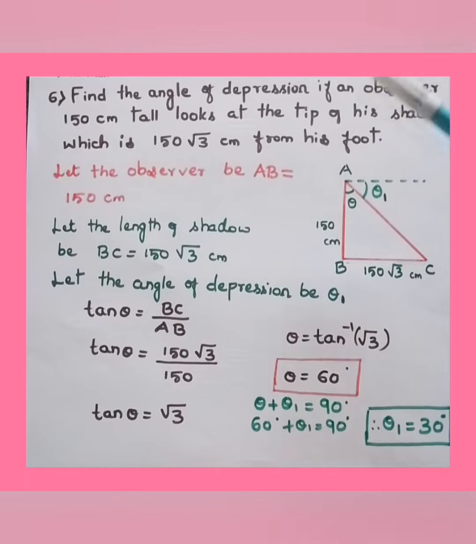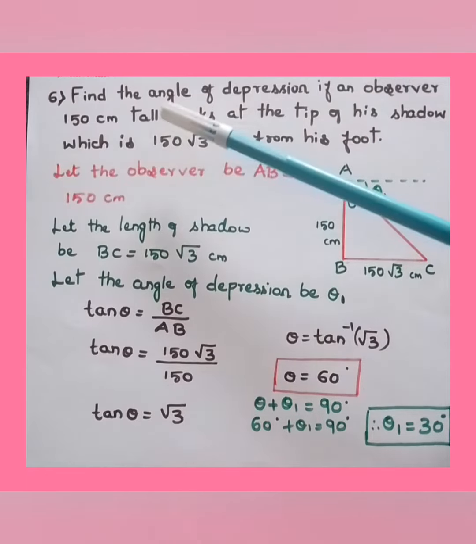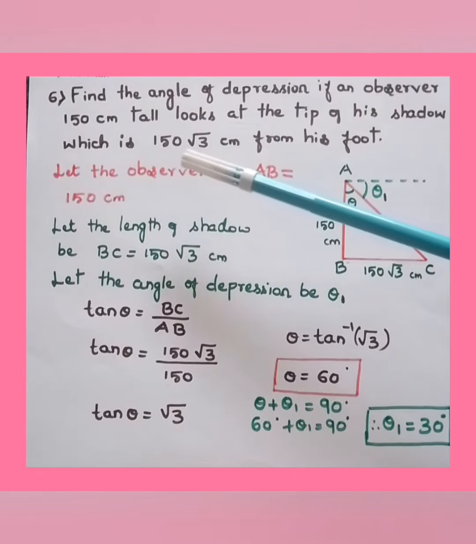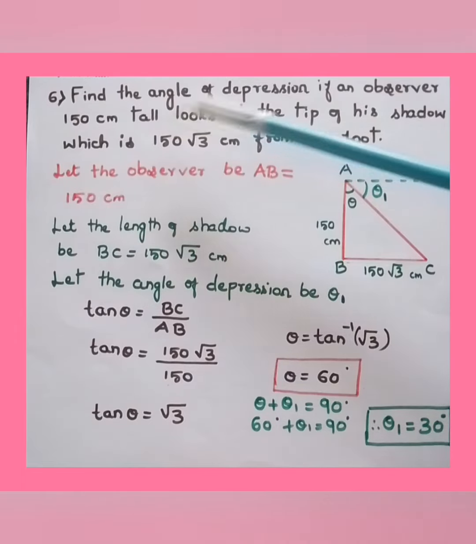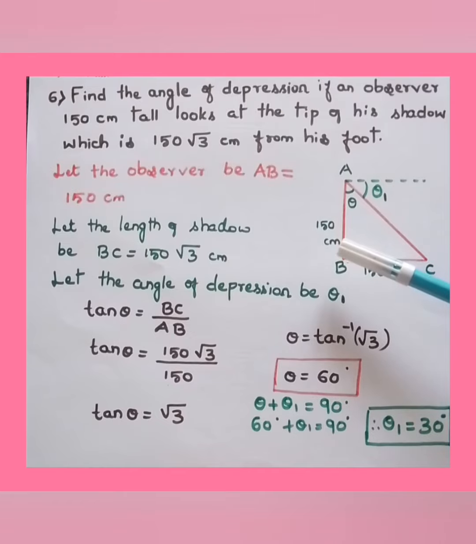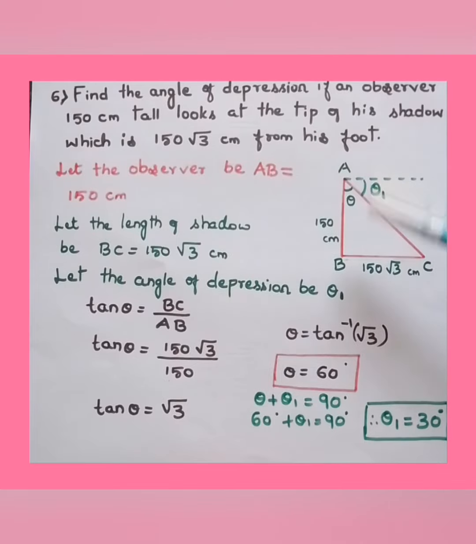Moving to the next one: find the angle of depression if an observer 150 centimeters tall looks at the tip of his shadow, which is 150 root 3 centimeters from his foot. So angle of depression is related to heights and distances. Mark the keywords and then let's draw the rough diagram. Observer 150 centimeters tall: you can draw an observer AB, 150 centimeters tall, and he looks at the tip of his shadow. If he stands here, the shadow forms here, that is the base, and he looks at the tip of this shadow, at point C, which is 150 root 3 centimeters from his foot. We have to find the angle of depression. Theta 1 is the angle of depression in this diagram.